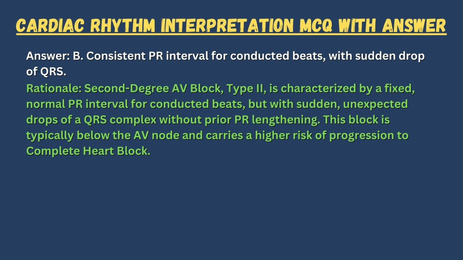Answer. B. Consistent PR interval for conducted beats, with sudden drop of QRS. Rationale. Second-degree AV block type 2 is characterized by a fixed, normal PR interval for conducted beats, but with sudden, unexpected drops of a QRS complex, without prior PR lengthening. This block is typically below the AV node and carries a higher risk of progression to complete heart block.